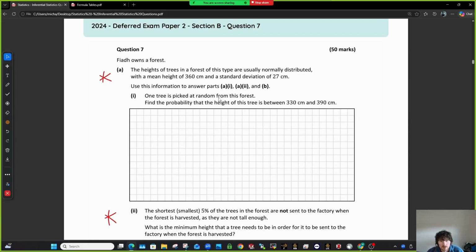Okay, one tree is picked at random. So we're checking one tree now. So this isn't a sample. We're just seeing how one tree is distributed among this sort of population. So this isn't going to be where we divide by the n when we're getting a z-score.